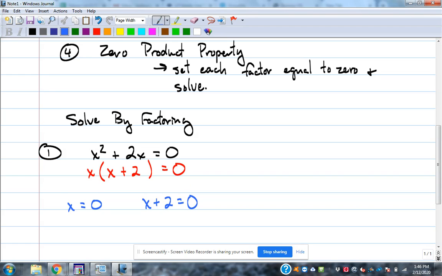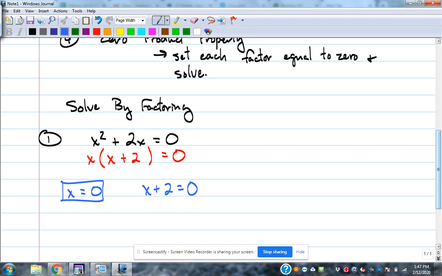Hey, that one's nice. I don't have to do anything. It's done. It's got x by itself. Do the other one. Subtract 2. X is equal to negative 2. Both of those are answers to this quadratic. You get 2 answers to the quadratic.